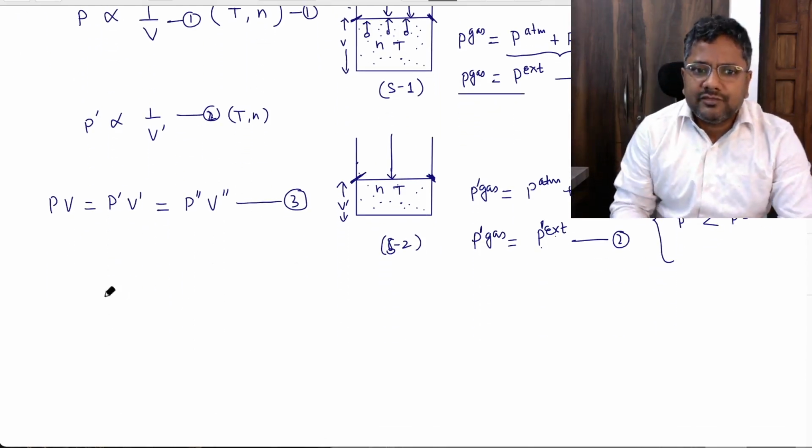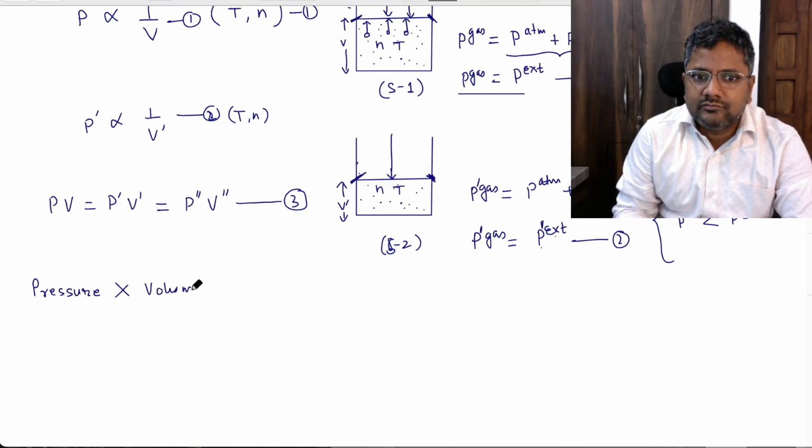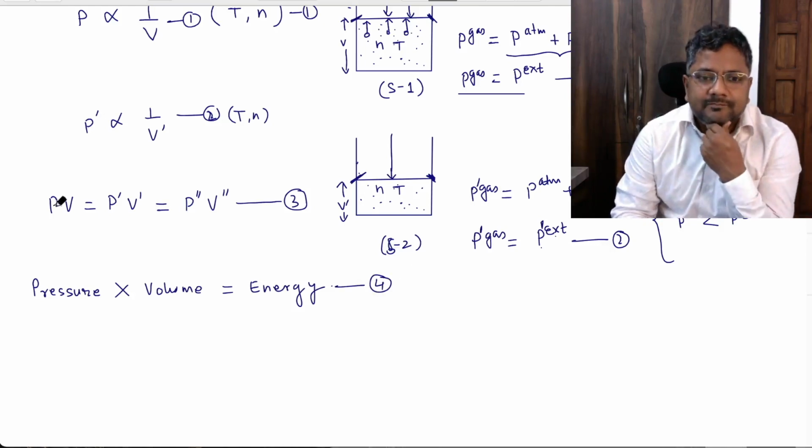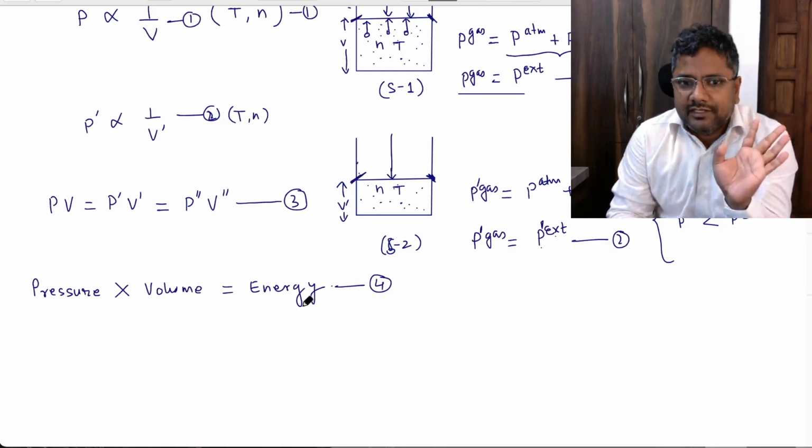So if you see pressure into volume, you know this is equal to energy. If you want, you can take the unit of pressure and the unit of volume, multiply, and you will get the unit of energy.